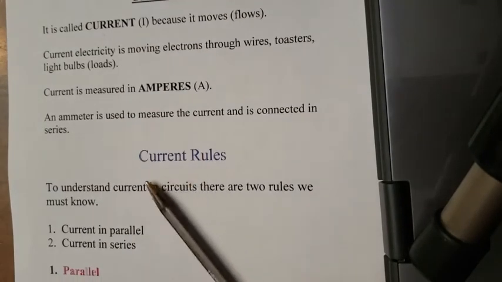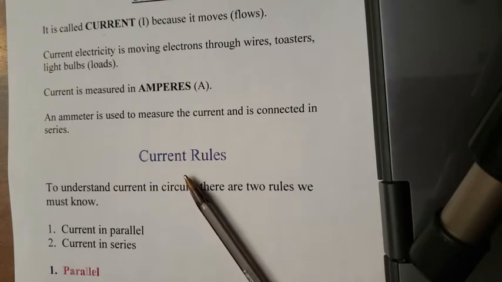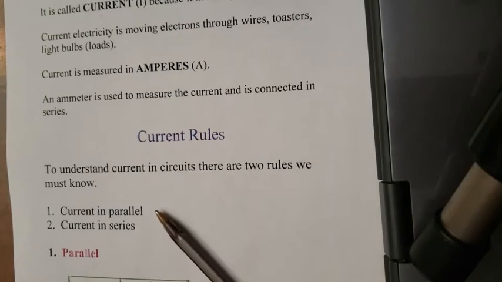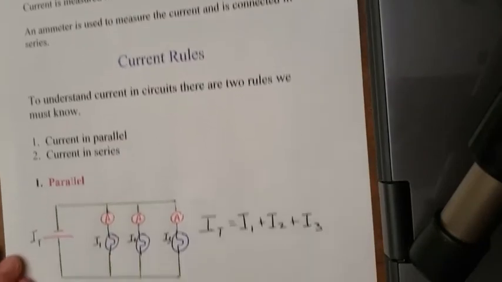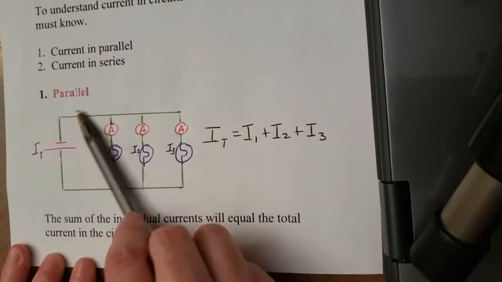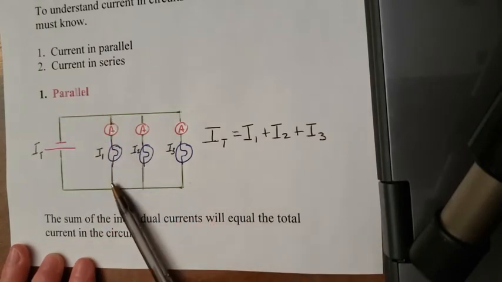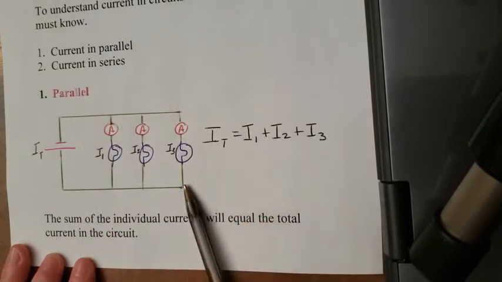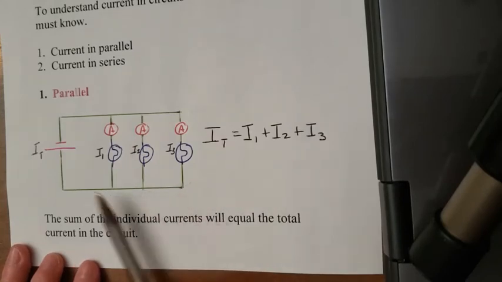There are certain rules for current. So to understand current, we must understand how it behaves in parallel and in series circuits. We're going to start with parallel. So this is an example of a parallel circuit where it has branches. The current can flow through this part, or this part. In this case here we have 3 branches, but it could have more or less.